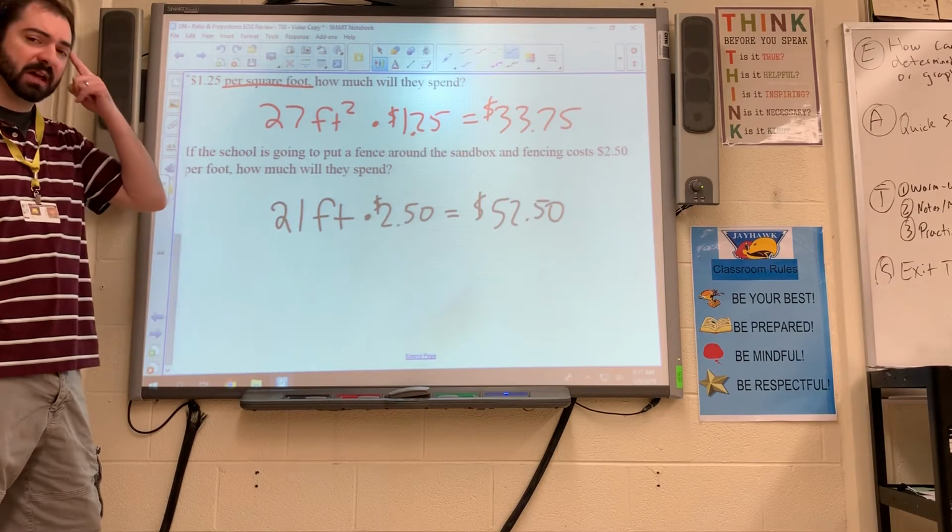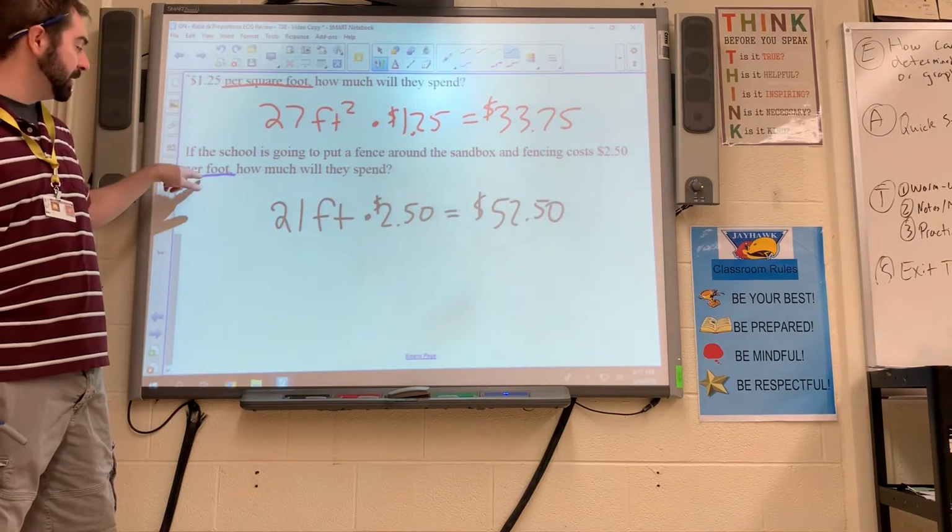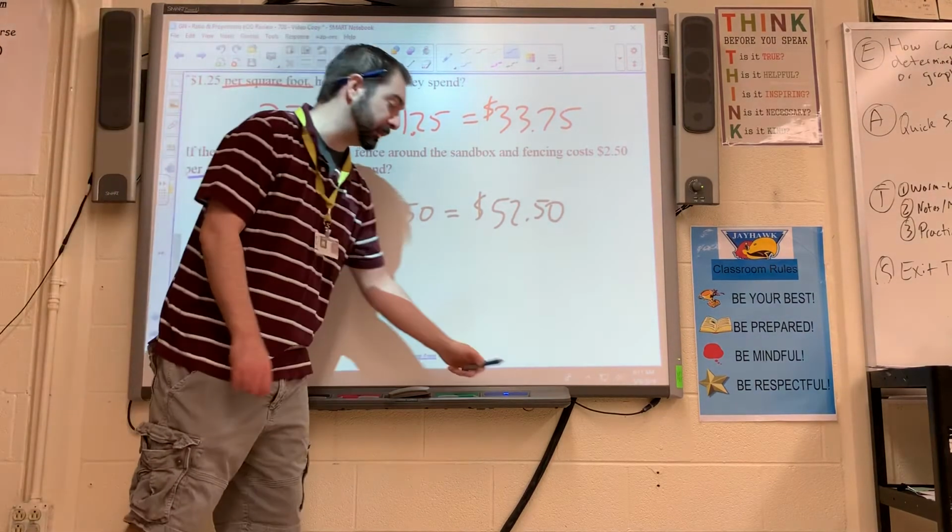EOG type thing, but you just got to think, what information are they talking about? Here they're talking about square feet, they're talking about area. Here they're just talking per foot, they must be talking about the perimeter.